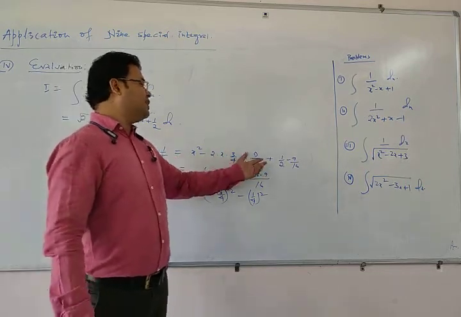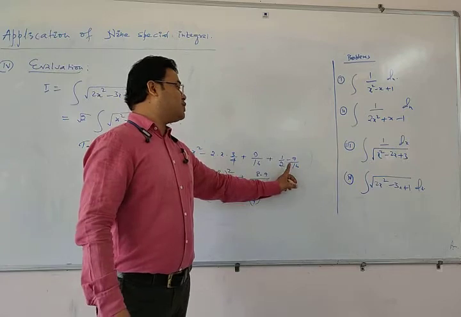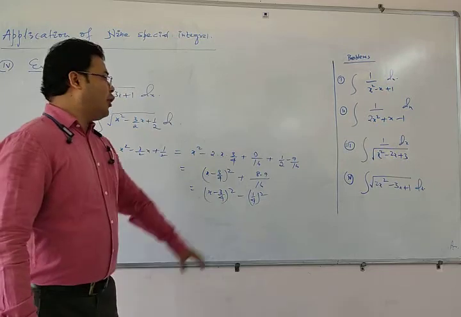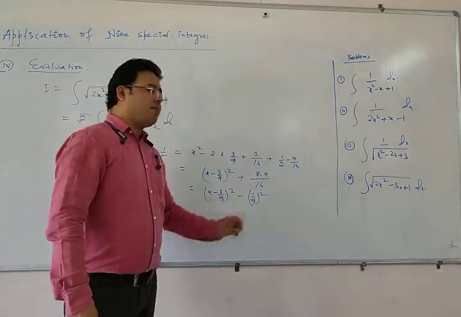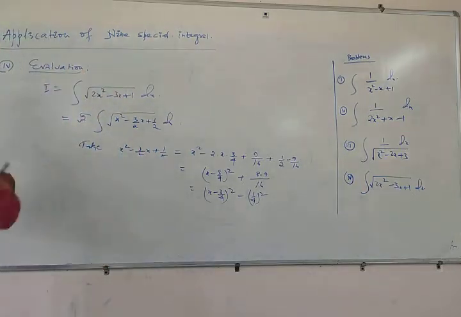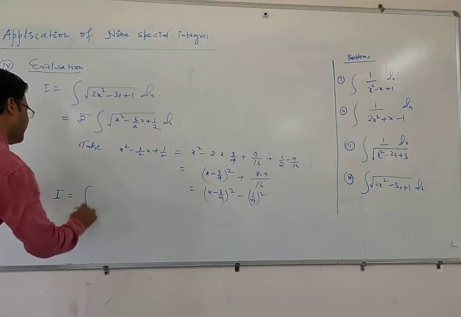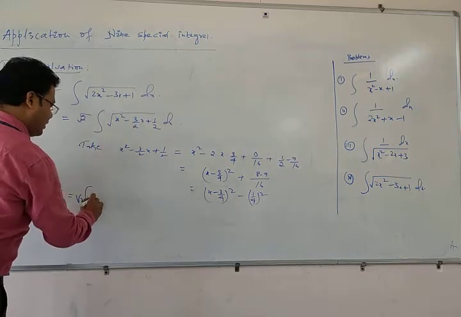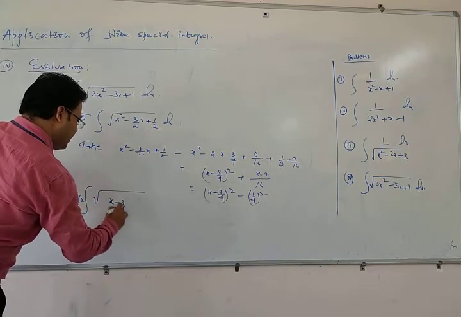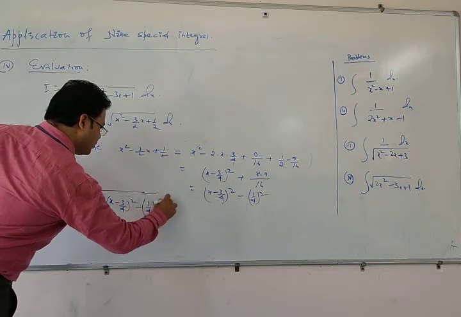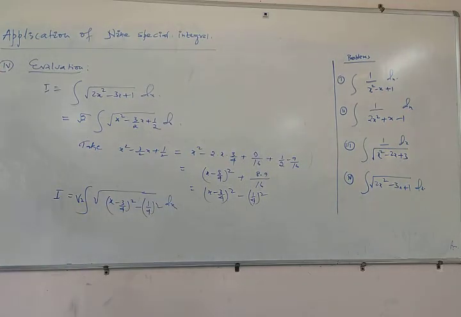So we have to subtract 9/16, so we write minus 9/16. On simplifying this we will get the sum of two perfect squares. Now let us use this. So I is equal to √2, in place of this you can write the square root of x minus 3/4 whole square minus 1/4 whole square, dx. This is one of the formulas of non-special integrals.